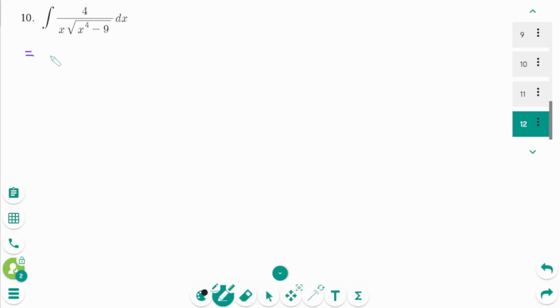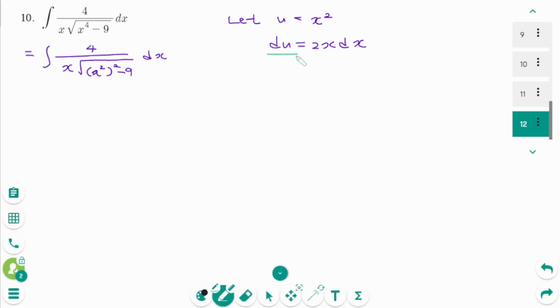Question 10. We can rewrite as 4 over x times square root of x squared, then squared, minus 9 dx. Let u equal x squared, then derive on each side. du equals 2x dx. Then divide by x on each side. du over x equals 2 dx. There is 4 dx, so times 2 on each side. 2 du over x equals 4 dx.